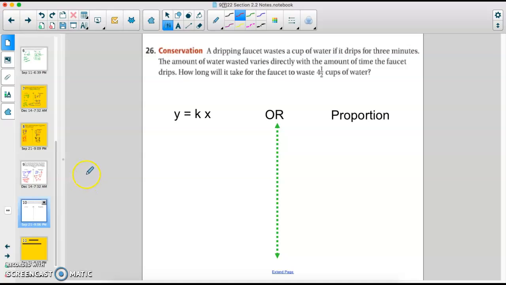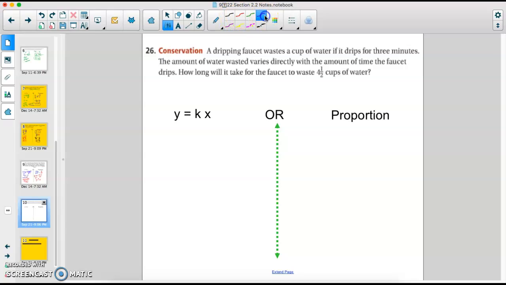All right, last one here. A dripping faucet wastes a cup of water if it drips for 3 minutes. The amount of water wasted varies directly with the amount of time the faucet drips. Okay, so obviously it's all kind of proportional. The more time it drips, the more water you waste, right? How long will it take for the faucet to waste 4.5 cups of water?